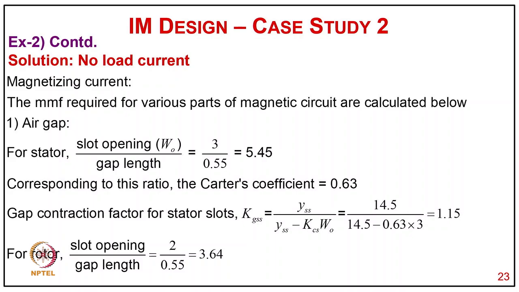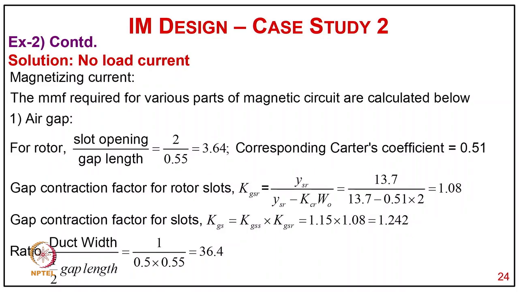So the gap contraction factor for stator slots is KGSS equal to YSS upon YSS minus KCS into W0, so it comes 1.15. And for rotor slot opening upon gap length it is 2 upon 0.58, so this comes 3.64. For rotor slot opening upon gap length 0.25, the corresponding Carter coefficient is 0.51, and the gap contraction factor KGSR equals YSR upon YSR minus KCR into W0, so it comes 1.08.